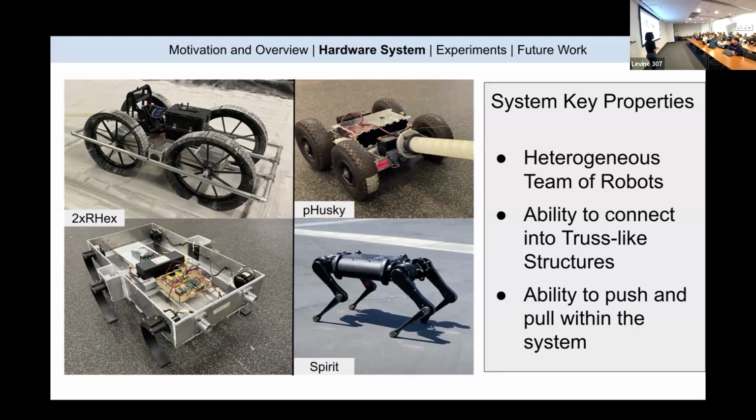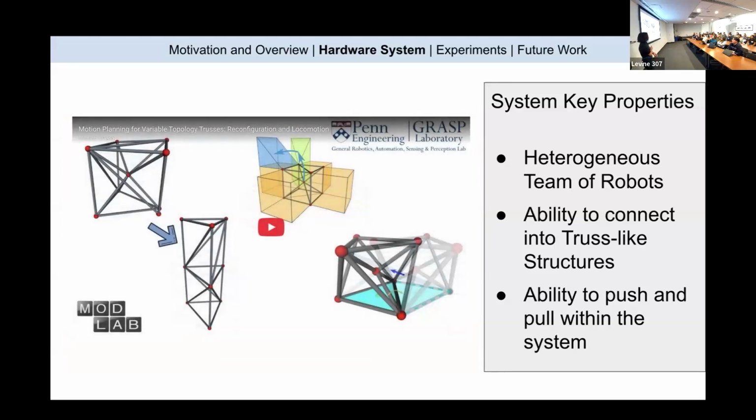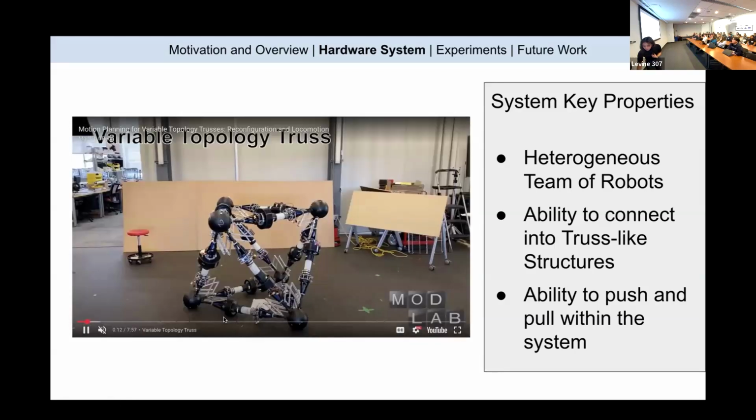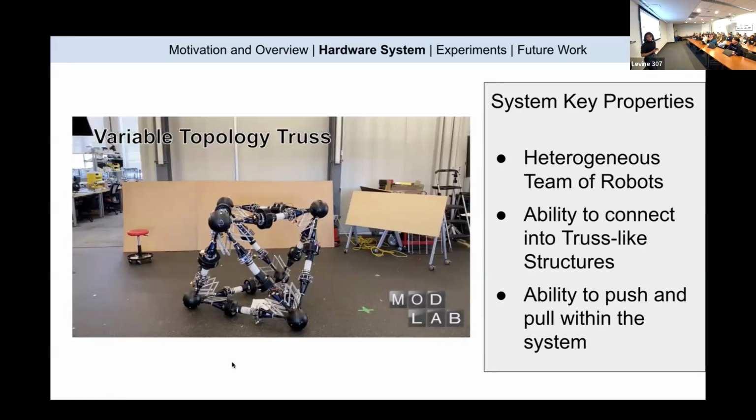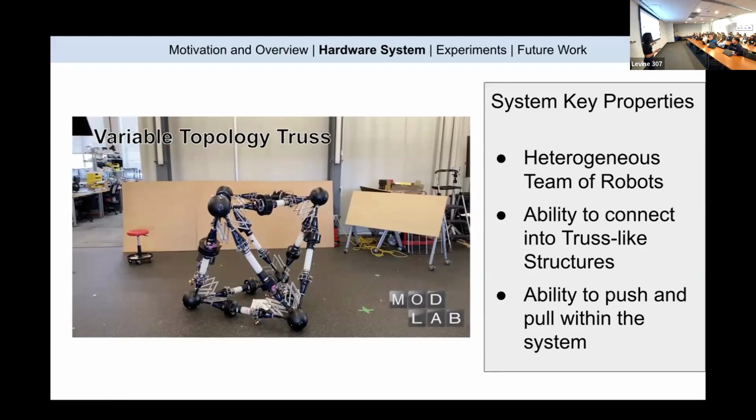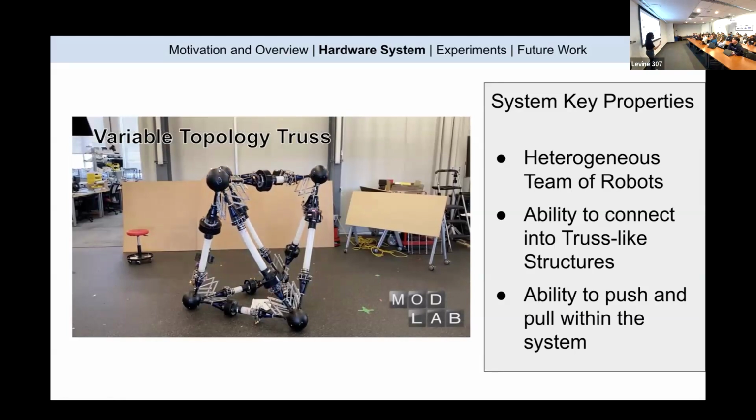Another property of the system is that we needed to be able to connect into those truss-like structures, and we also needed it to be able to push and pull within that system. And in order to do that, we have borrowed a little bit of research from ModLab's previous work with what we call a spiral zipper, and I'll see if I can get this video to play up here as well. But this is the VTT. It's a separate project that ModLab is working on, where essentially these contraptions, called spiral zippers, are used to change the form of the trusses.